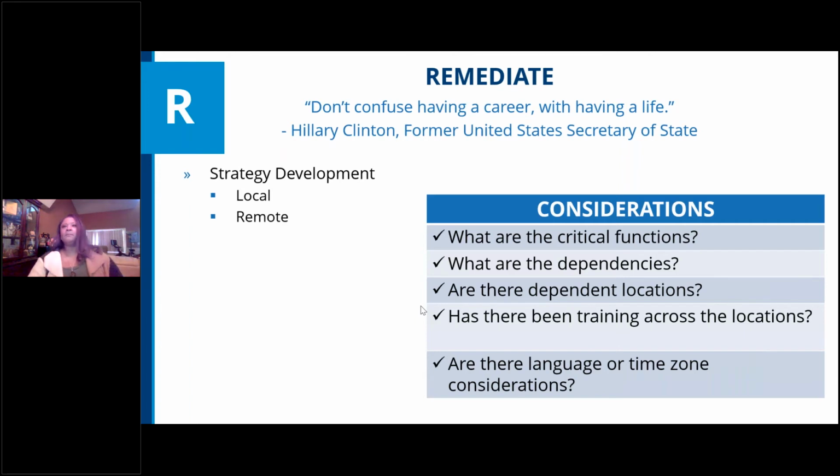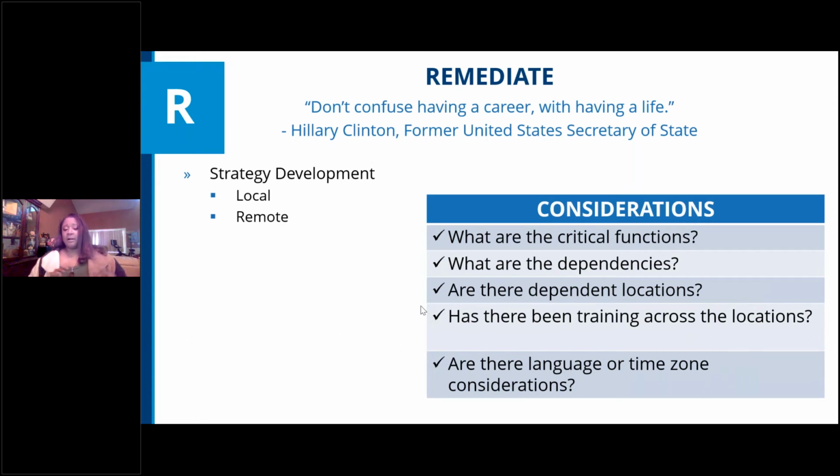So for example, if there is an issue in Manila and there's an issue with that region, can I go to another region, a remote area? Perhaps I have another site in Bratislava that I can recover my critical services there. Do I have the necessary cross training at that other site to be able to drive that effort? Are there language or time zone considerations that I need to think through?